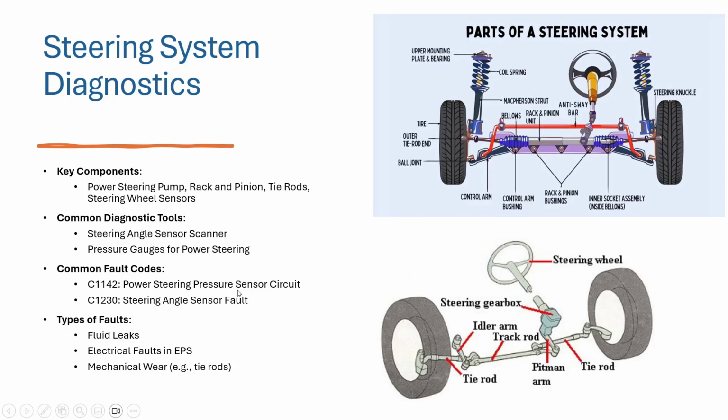The types of faults under steering subsystems are fluid leakage, which will reduce the pressure created in the power steering. So we have to top up and solve the leakage of the fluids. Then electrical faults in the EPS, the electrical sensor faults, and mechanical wear, where the tie rod probably will wear out quickly. So those things we can diagnose and rectify.